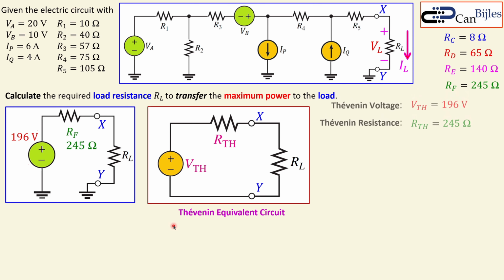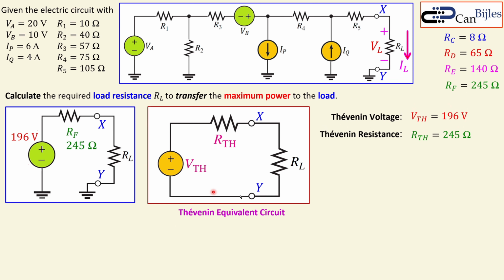Thevenin equivalent circuit. Now, looking at this circuit and also our circuit in the final step, the Thevenin voltage is 196 volts and the Thevenin resistance must then be 245 ohms. That's just actually this one.